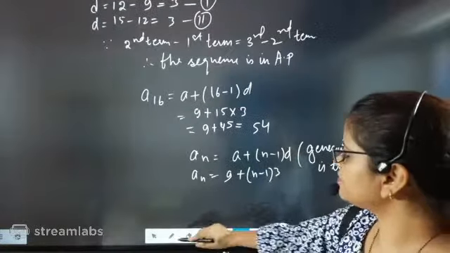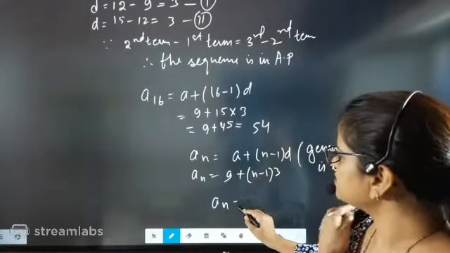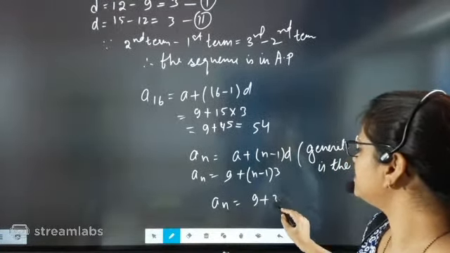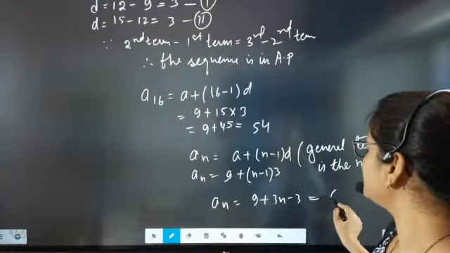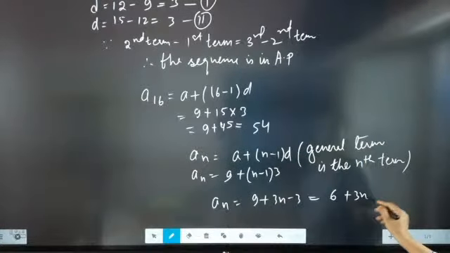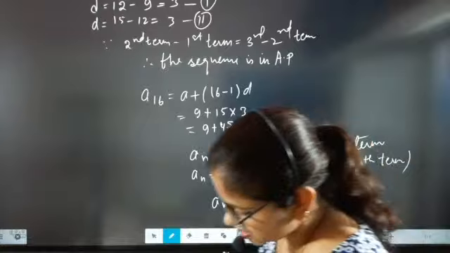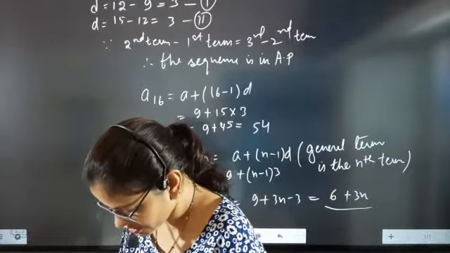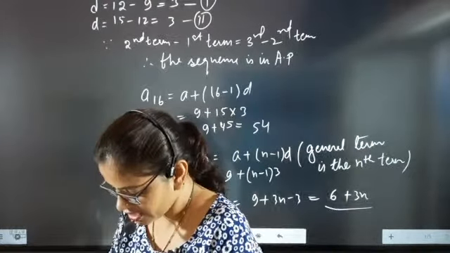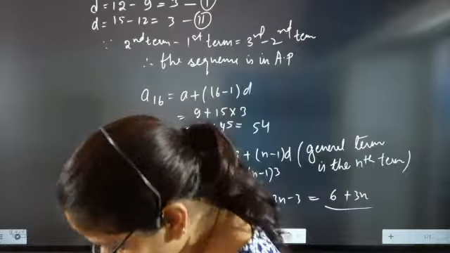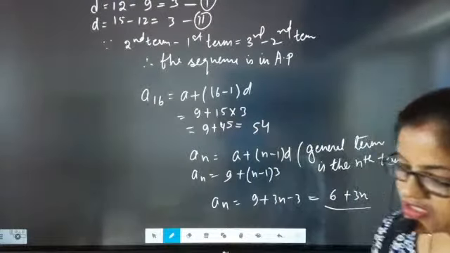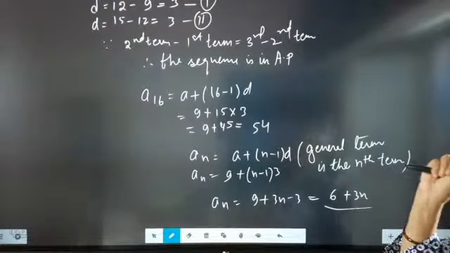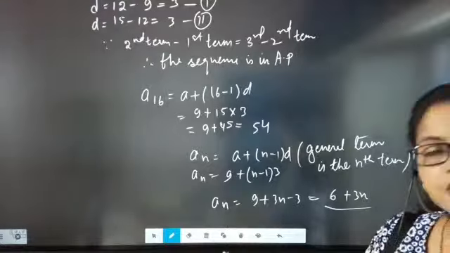So what is the general term you are going to get, beta? a_n is equal to 9 plus 3n minus 3. So here, 6 plus 3n. The general term is coming 6 plus 3n. Beta, finding the general term is very important, everyone. And the general term here is 6 plus 3n.